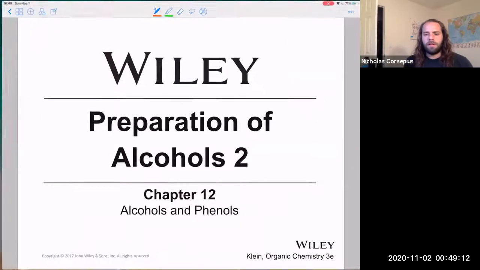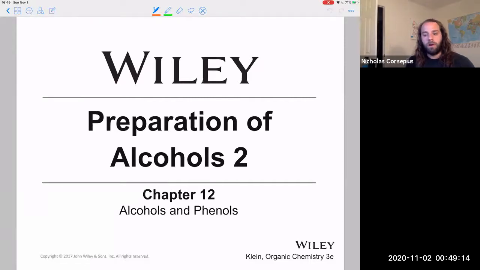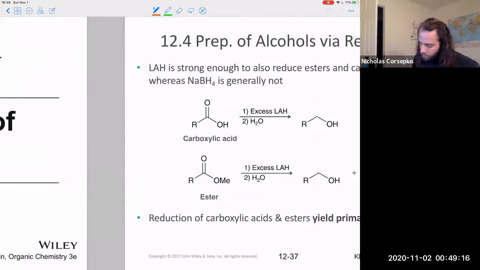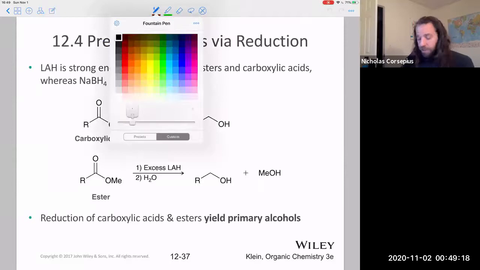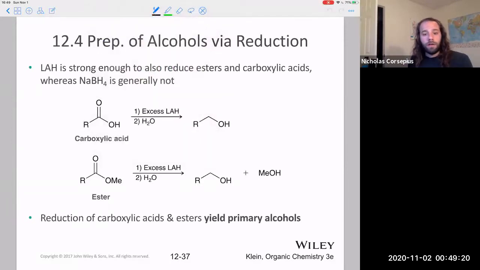All right, so now we're going to learn about some additional methods to prepare alcohols. The first is actually more reduction type methods, but starting with even further oxidized compounds, right? So we're now starting with, instead of just being a ketone or an aldehyde, we're starting with a carboxylic acid or an ester. So here we can use lithium aluminum hydride, and they will reduce a carboxylic acid or an ester all the way to an alcohol.